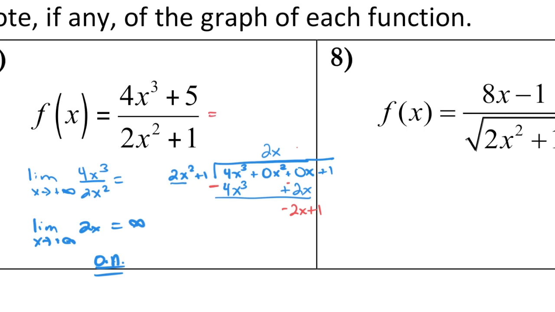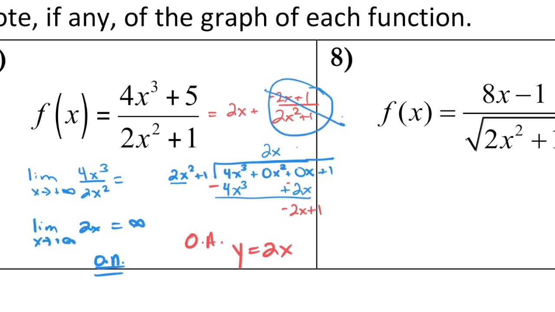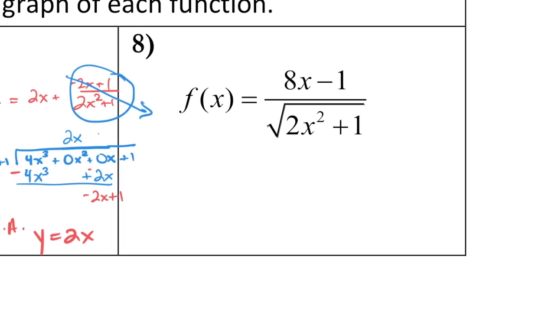So f of x can be rewritten as 2x plus your negative 2x plus 1 over 2x squared plus 1. So you have an oblique asymptote at y equals 2x. This other part of the problem will actually go to 0 and won't count, but the oblique asymptote that your function will follow is the line y equals 2x.